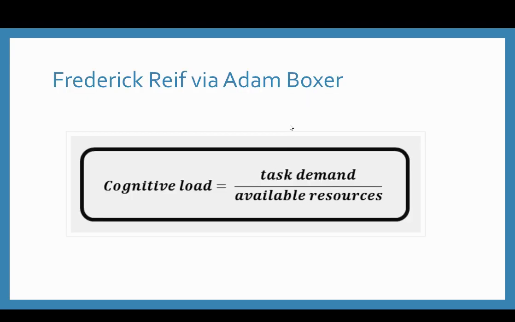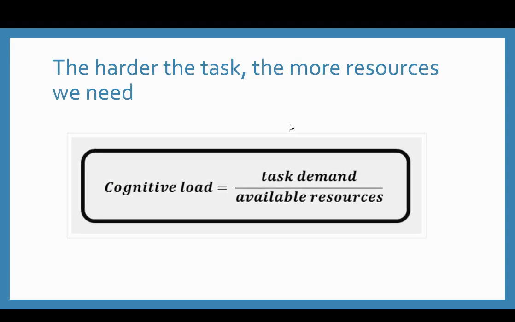So Adam Boxer wrote a really interesting blog about this based on the work of Frederick Reif. And he wrote that the cognitive load, we can think about it as a ratio between the demands of a task, how hard something is, and the available resources. And if a task is getting harder, but you want to keep the cognitive load the same, well, you need to mitigate that with more resources.